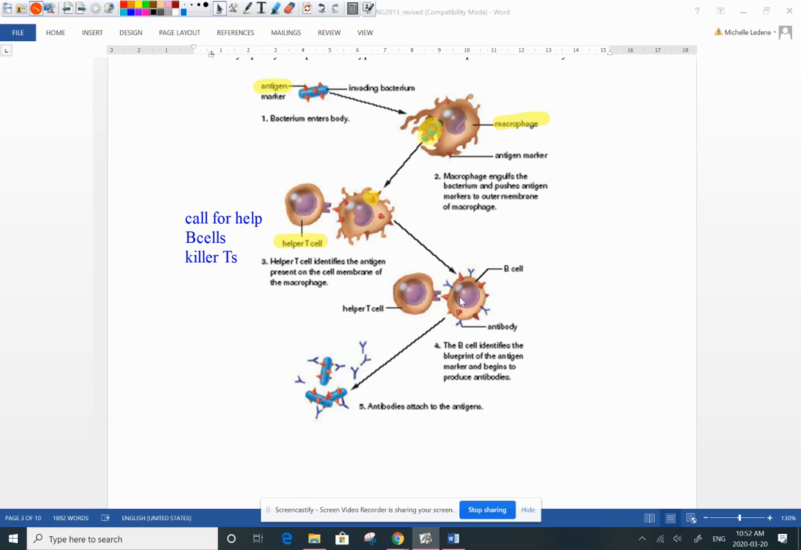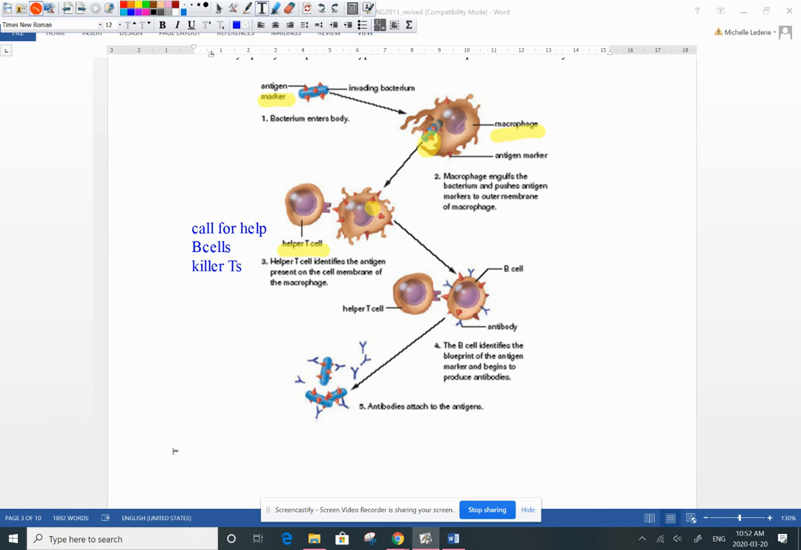Okay, so your helper T comes along and it is going to show the B cell what antibody to make. Antibodies attach to the antigen, they immobilize it. And then the killer Ts, as I mentioned, are going to come along and they do a couple things. They can kill the invader, puncture the cell membrane. They also are there to destroy your host cells that get infected.